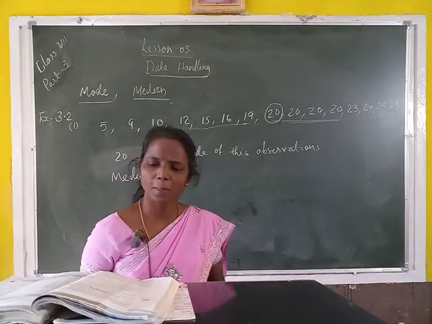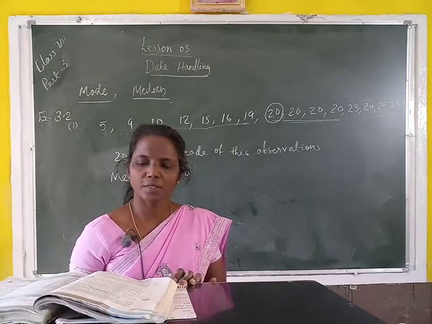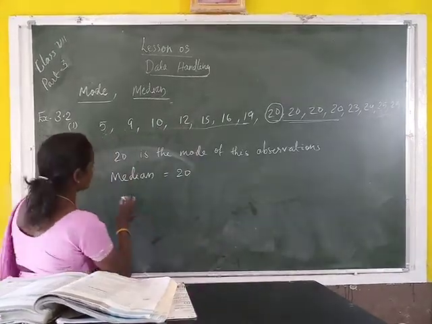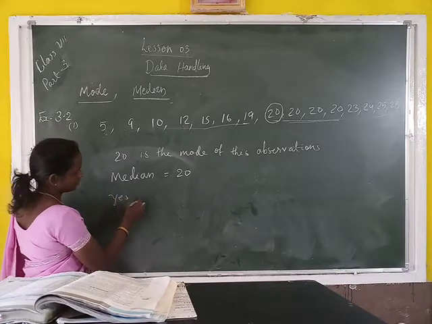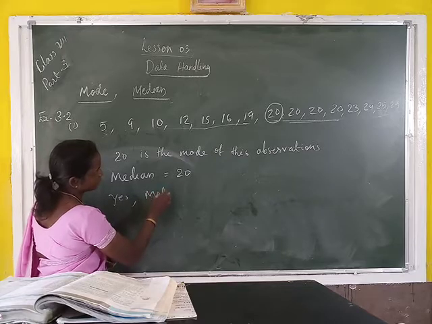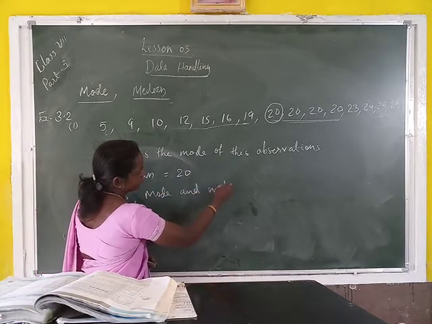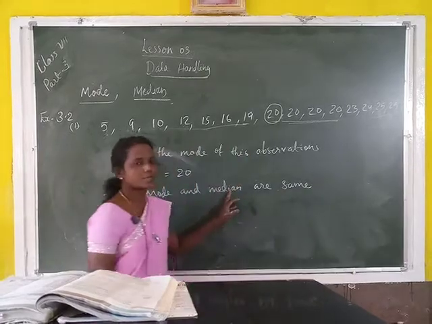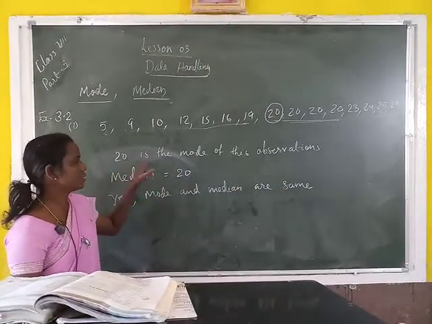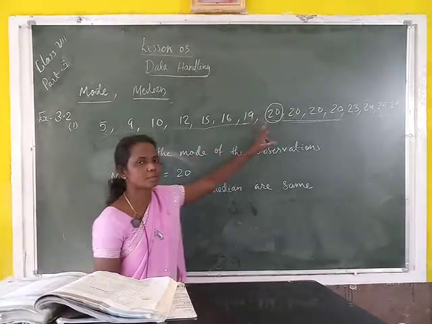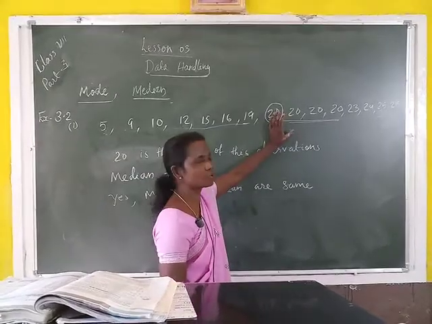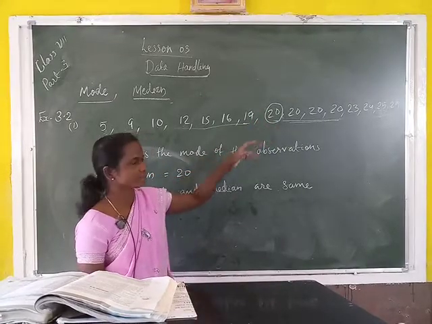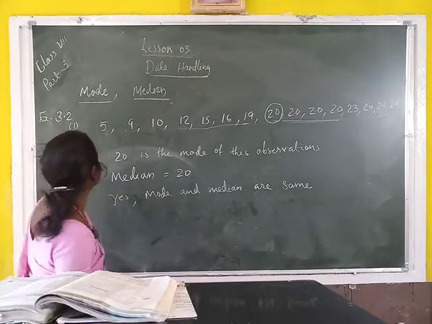So what is the question here? Find the mode and the median of this observation. Are they the same? Yes, mode and median are the same. Mode is 20 and median is also 20. Mode means which observation is repeated more times. And the median is the observation that lies in the middle of the observations. Then next question number.